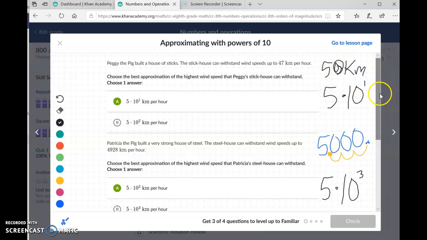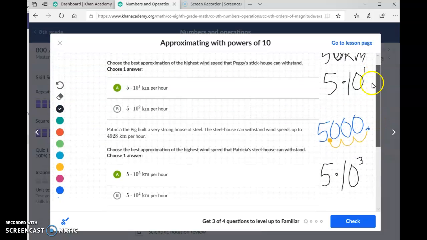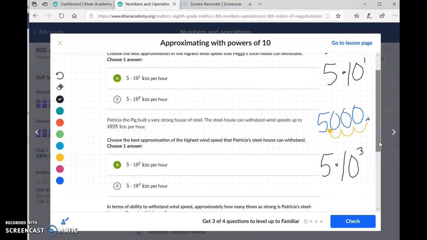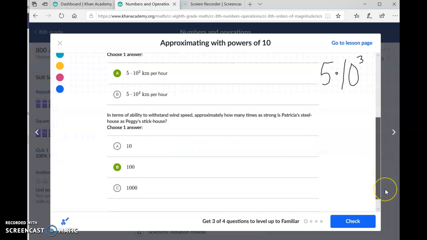So that would be 100. And how do I get that? Well, I have 10, and then over here I have 1,000. So it's 100 times more. It can withstand the wind speed 100 times more.